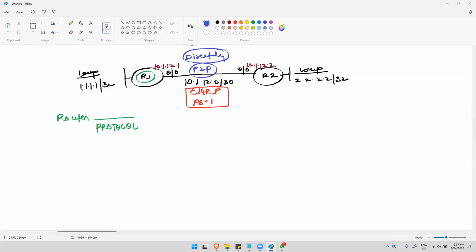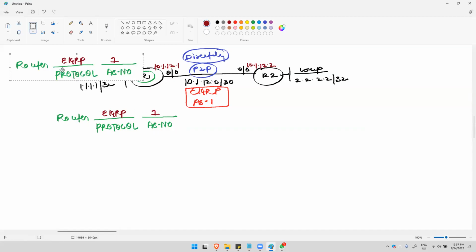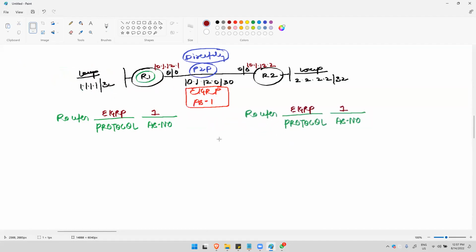So go to router 1 and run which command? Router, which means routing protocol, to enable the routing process. Which protocol are we enabling? EIGRP. And then define which number? The autonomous system number. So we are running EIGRP with AS number 1. Now the same command we run on router 2 also. So on both routers, this command enables the routing protocol.